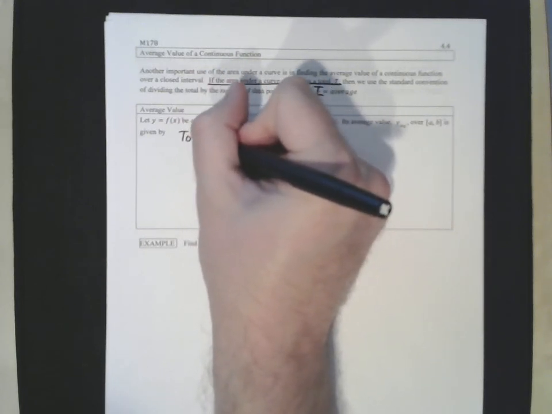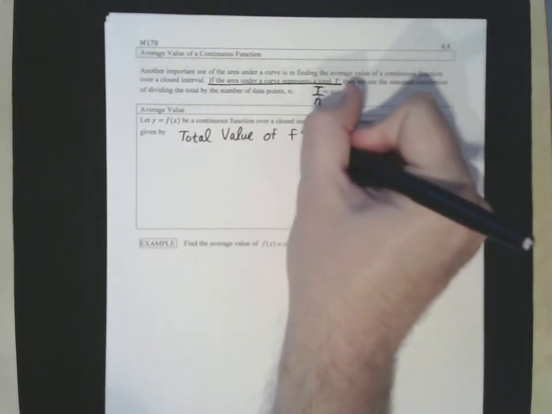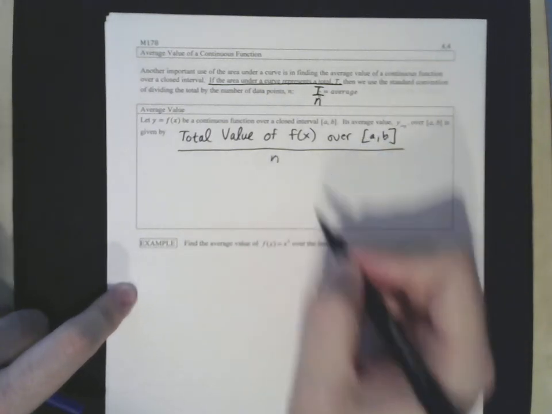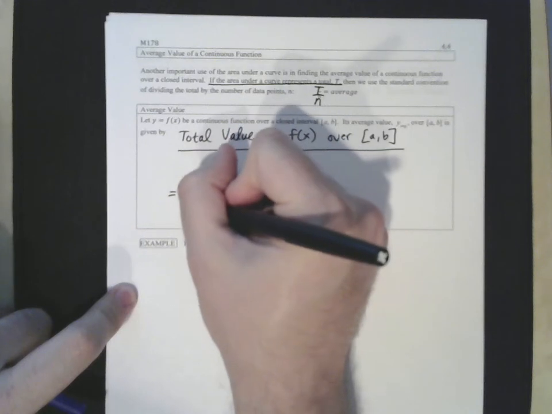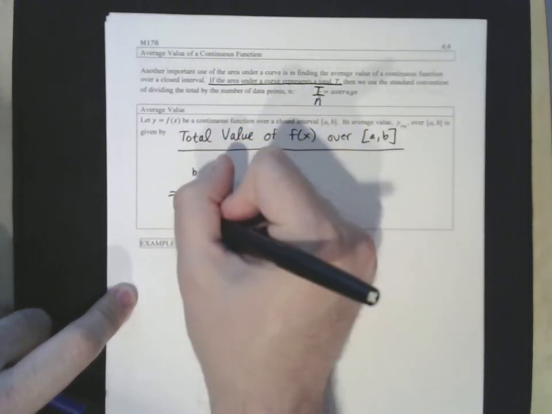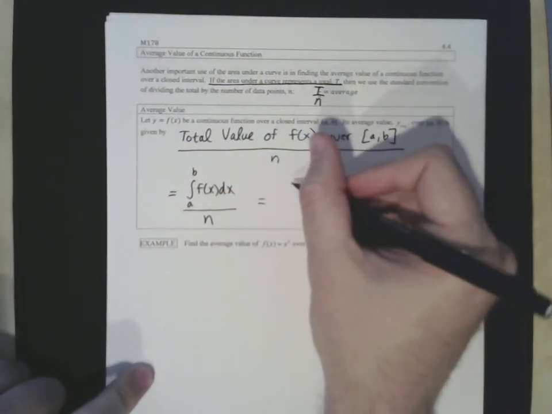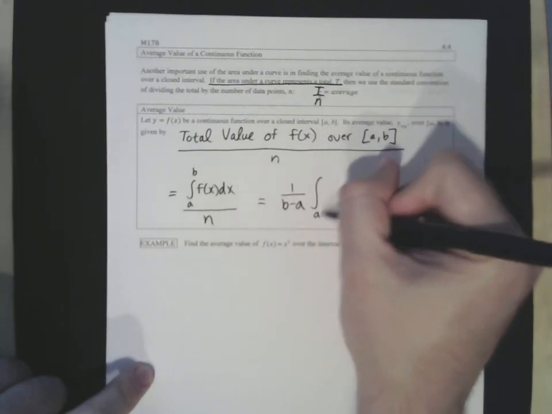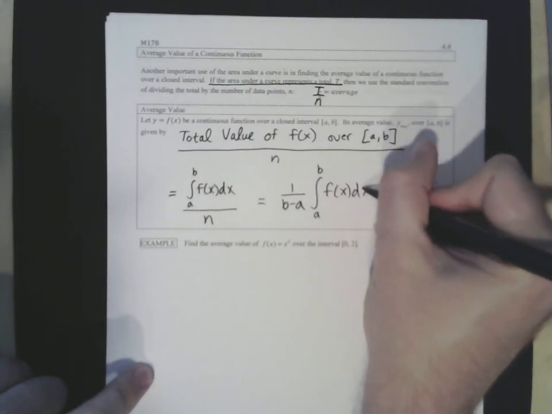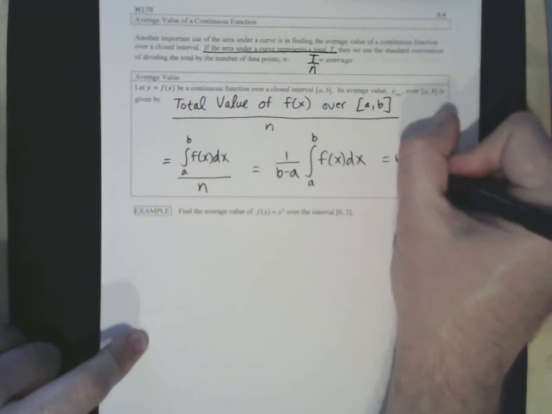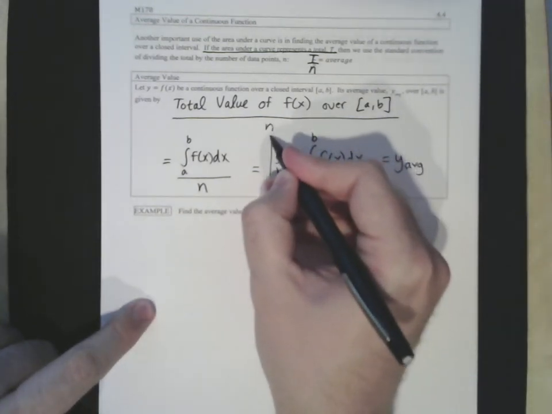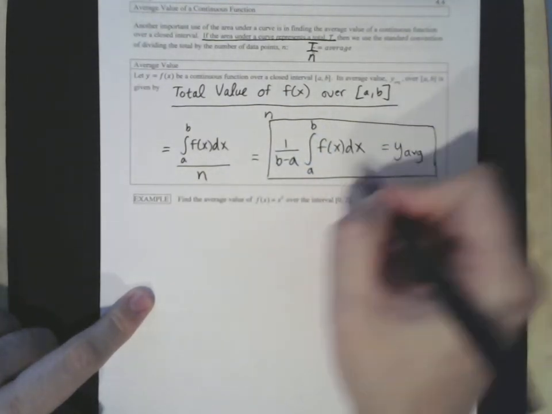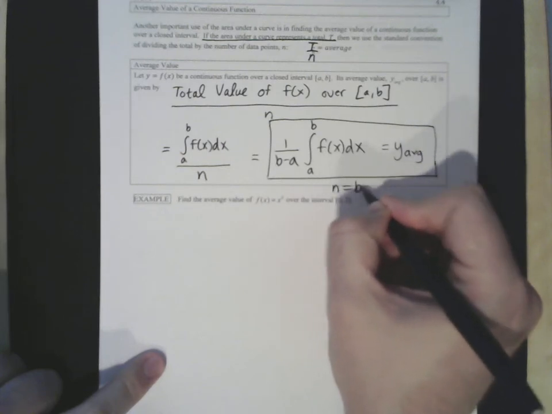So total value of f of x over a to b, divided by n. And we know the total value is the integral from a to b of f of x dx, over n. And n is b minus a. So y sub avg equals 1 over b minus a times the integral from a to b of f of x dx. And so this is our y sub avg, or the average value of our function. You can put a little note here that n equals b minus a. That's how we figure it out.